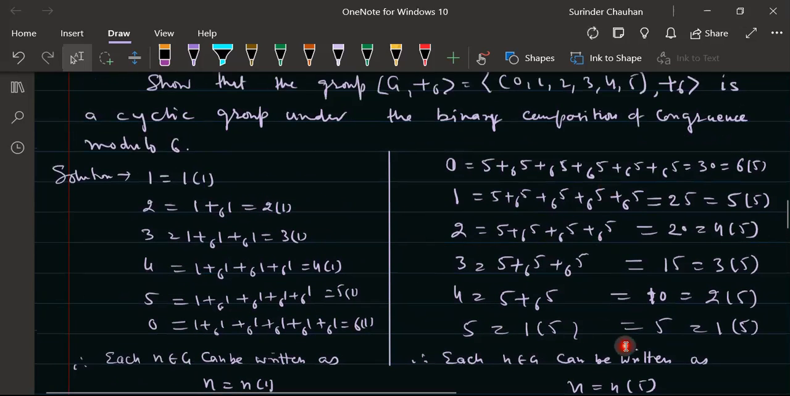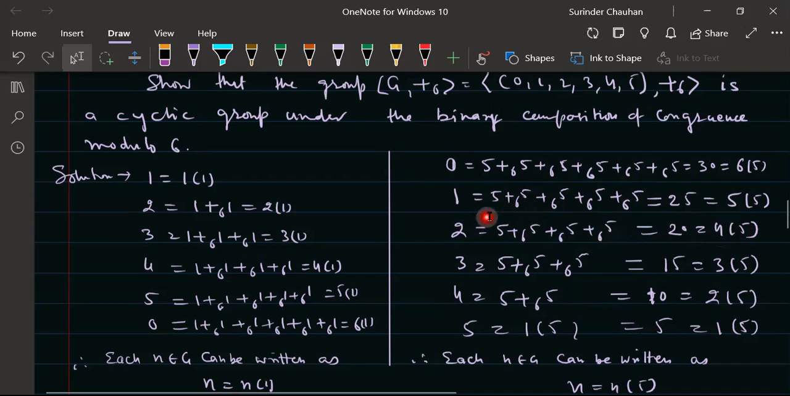5 is 5 into 1. 5 addition modulo 6, 2 times, is 10, and 10 divided by 6 leaves remainder 4, so 4 is 2 times 5. Now 5 addition modulo 6, 3 times, is 15, and 15 divided by 6 leaves remainder 3, so 3 is 3 times 5. Again 5 addition modulo 6, 4 times, is 20, and 20 divided by 6 leaves remainder 2, so 2 is 4 times 5.